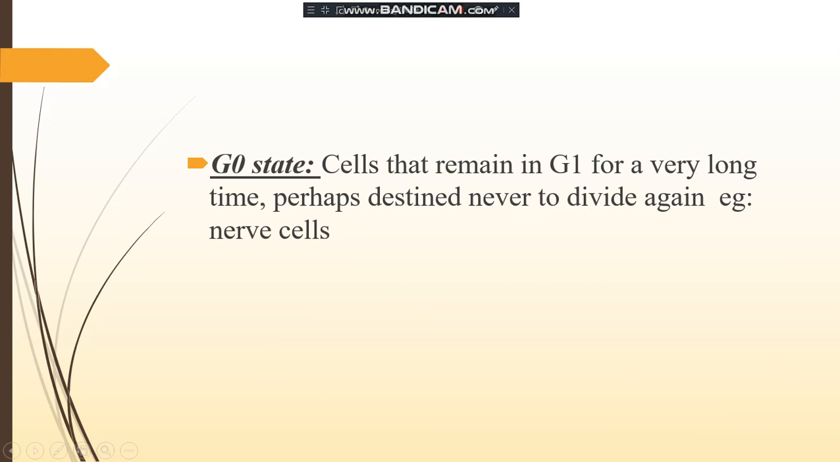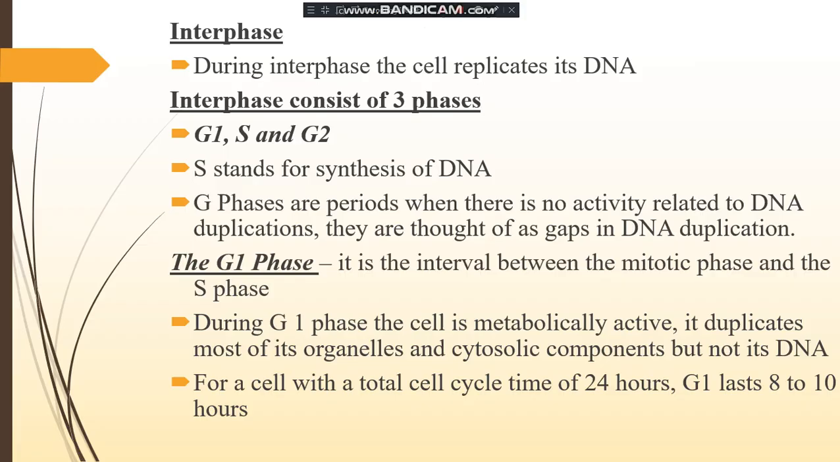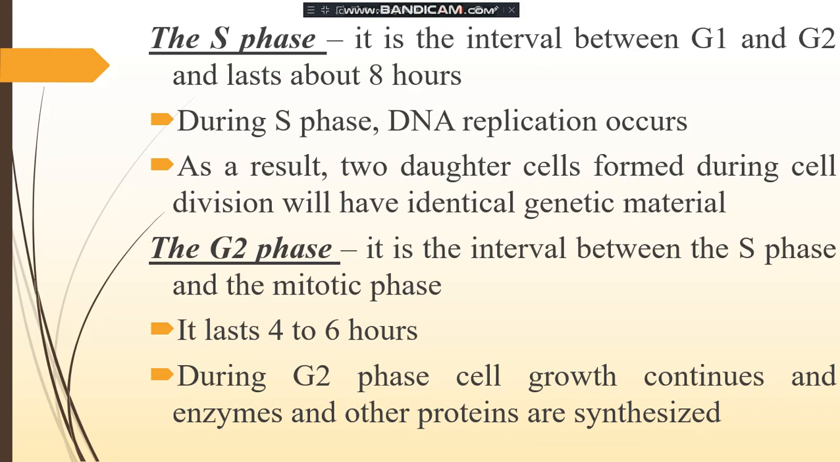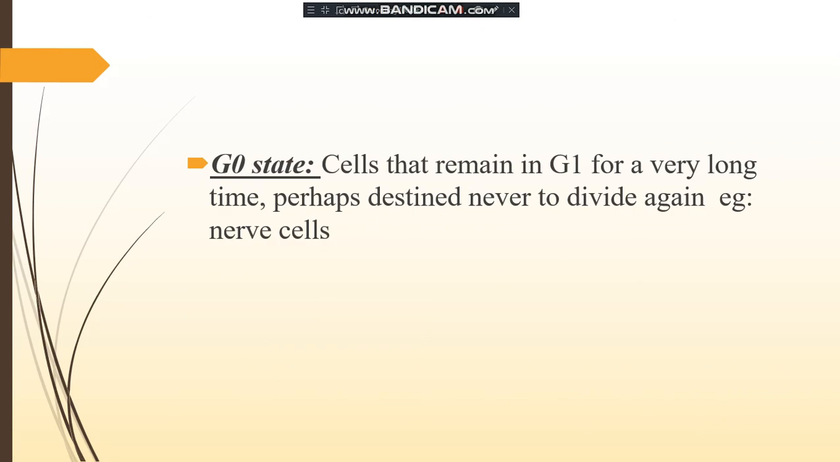Now one more phase is there, that is G0. This is the stagnant phase. Here nothing is happening to our cell. That is, the cell remains in G1 for a very long time, perhaps destined never to divide again. When the cell gets into the G0 phase, no further division happens. For example, nerve cells. Nerve cell growth is limited. So no further division happens in this G0 state. So this is regarding the interphase: G1, S phase, G2 phase and G0 phase.